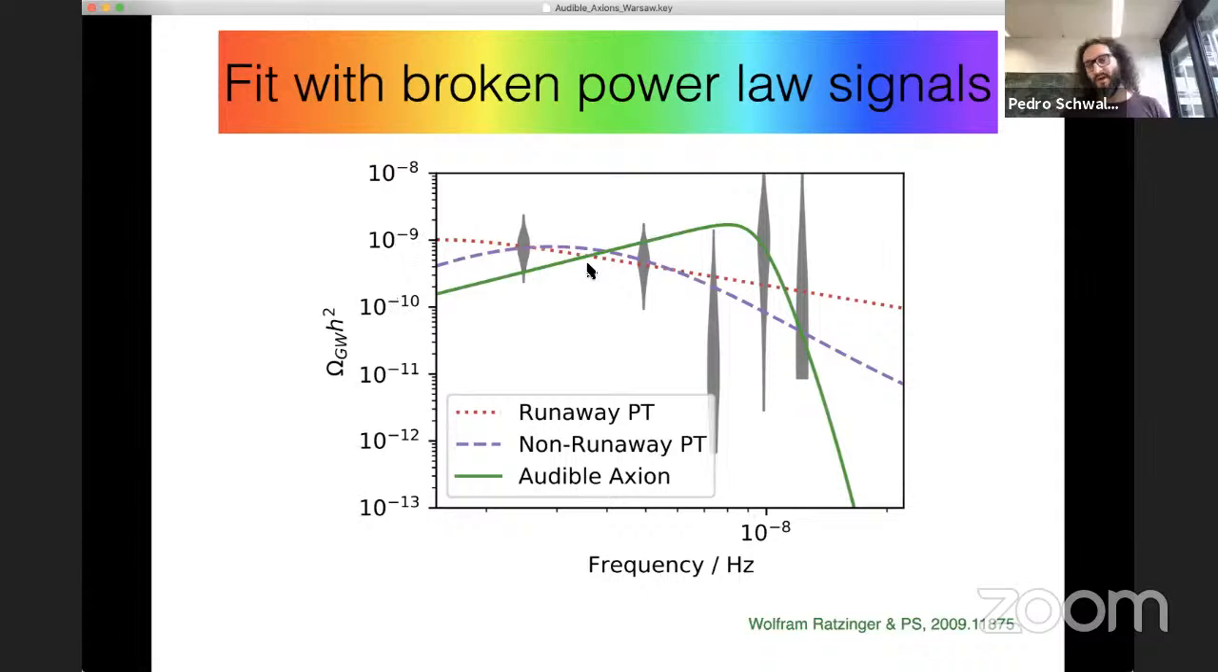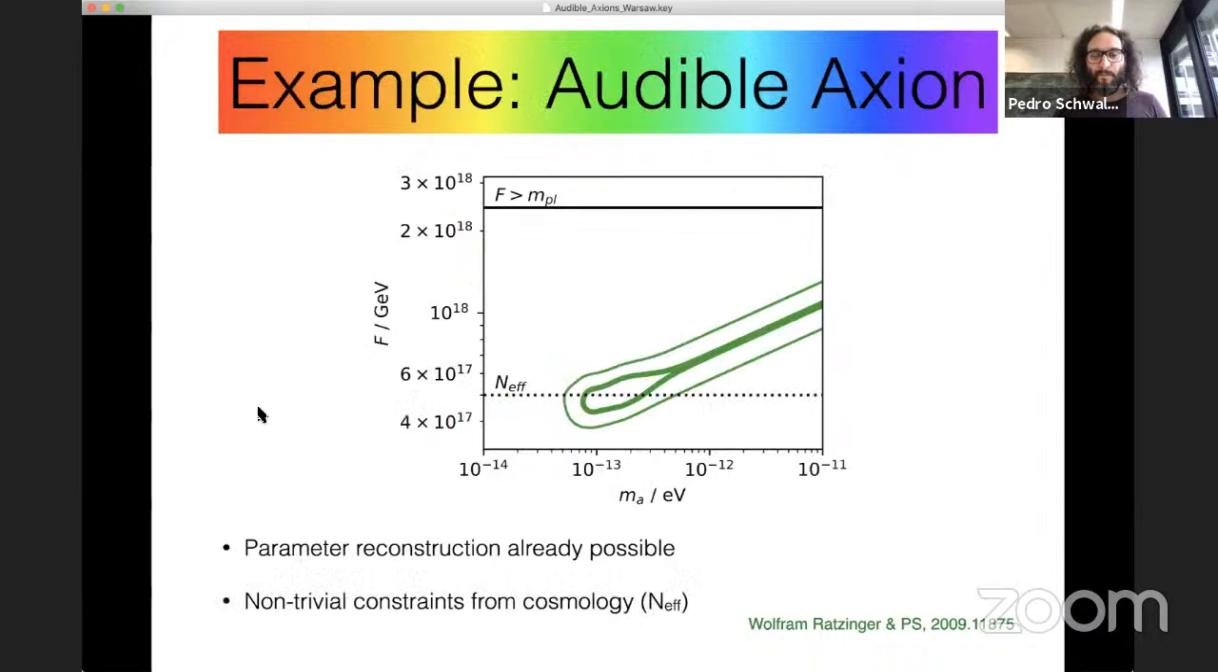Yeah, so we tried to ask whether this can also be fit with a broken power law signal, in particular with this audible axion scenario, but also with phase transitions, either runaway, so envelope approximation, or non-runaway sound wave contribution. And well, you can see here that the data is still uncertain enough that everything can provide a reasonable fit, although phase transitions tend to do a little bit better than the axion model.